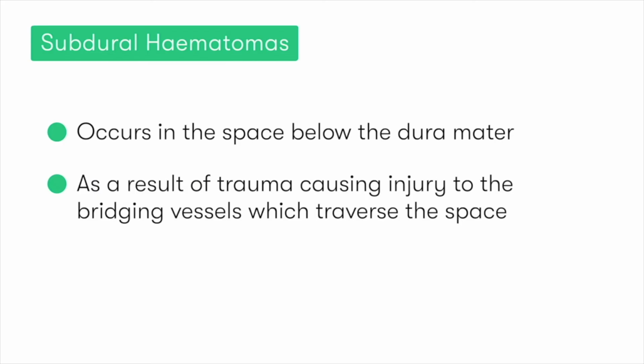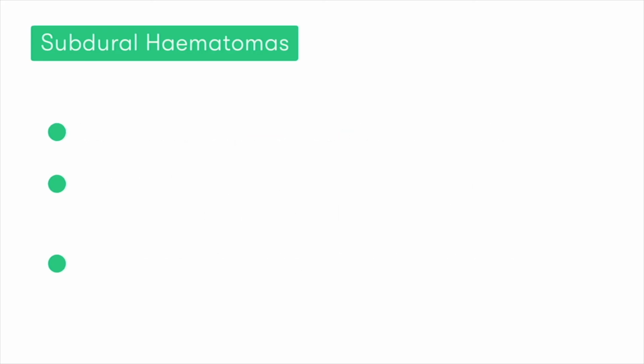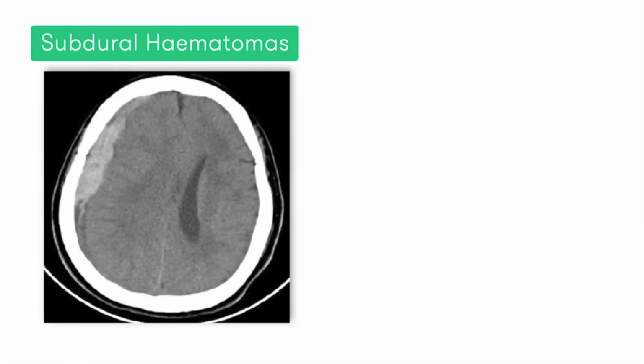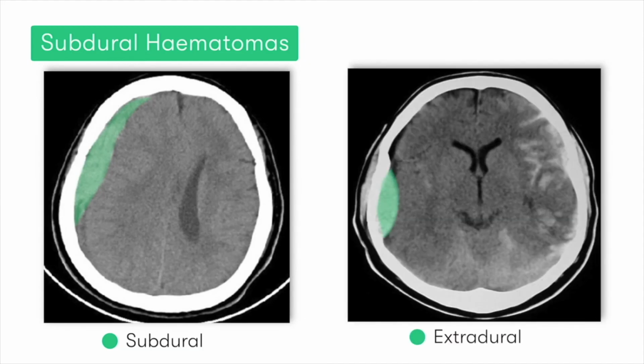Now, unlike extradural or epidural hematomas, in which the spread of the hematoma is restricted by the fusion of the dura and the sutures of the skull, in subdural hematomas, they do not have this issue, and as a result, the hematoma which develops can actually spread throughout the subdural space. Typically, this results in a crescent-shaped appearing hematoma, which is particularly contrasting to the lenticular-shaped extradural or epidural hematoma that we discussed earlier.